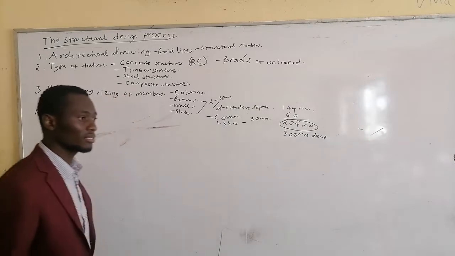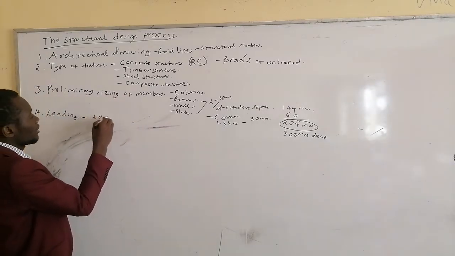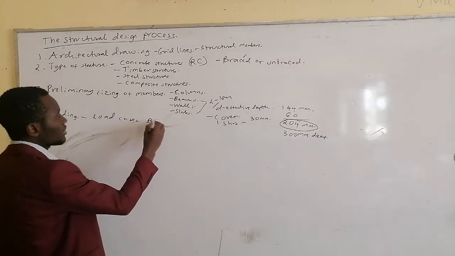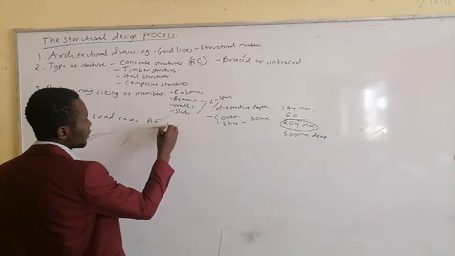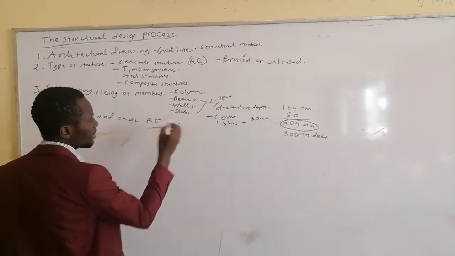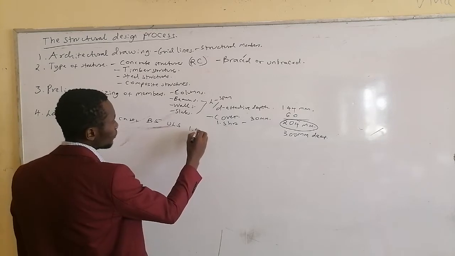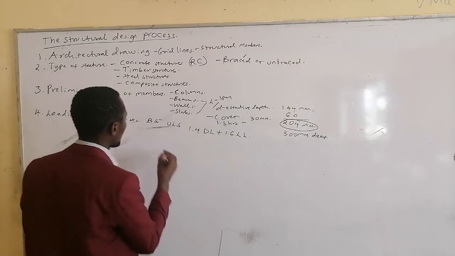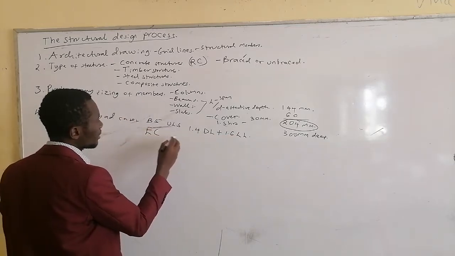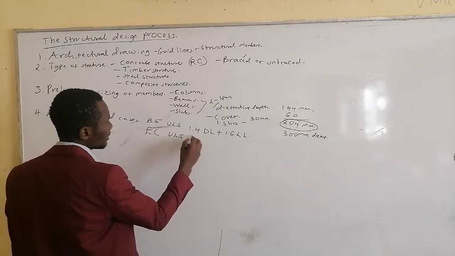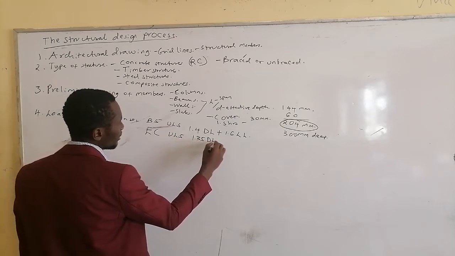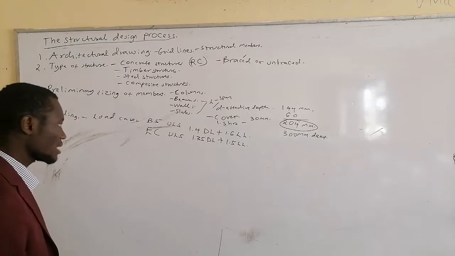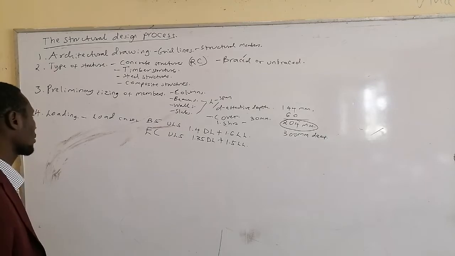And in loading, we normally use something called load cases. For instance, in the British standard, when we are designing for ultimate limit state, we could use 1.4 multiplied by the dead load plus 1.6 multiplied by the live load. And whenever we're using Eurocode, for the ultimate limit state, this is 1.35 dead load plus 1.5 live load. And we have many other load cases depending on the loadings.